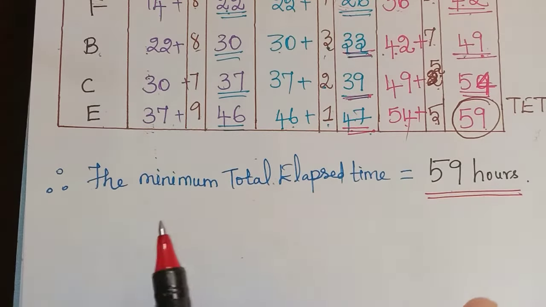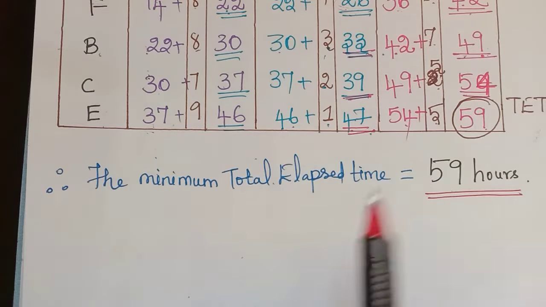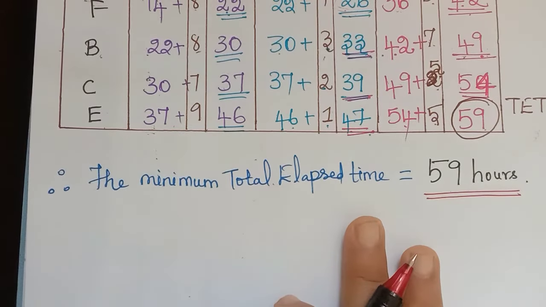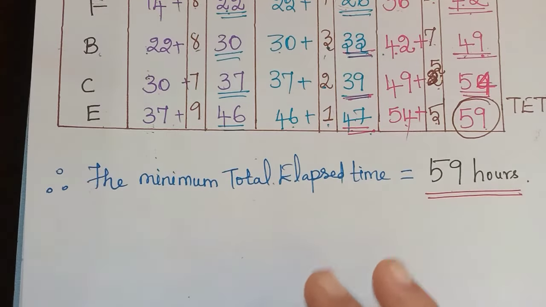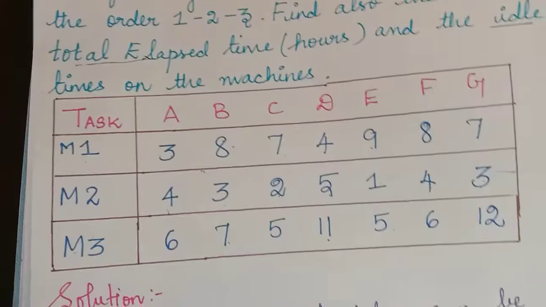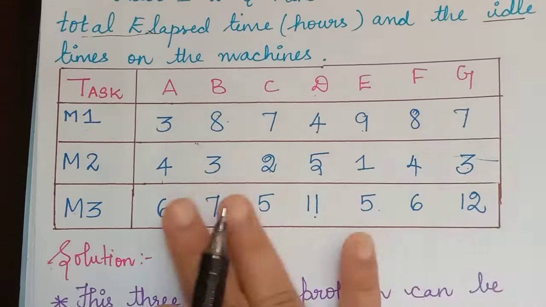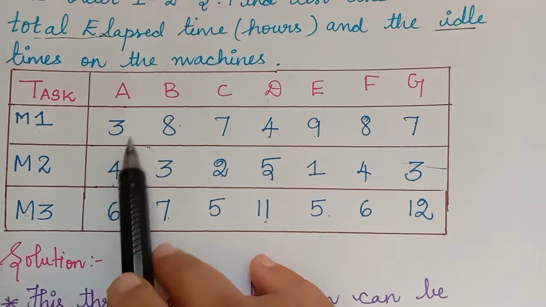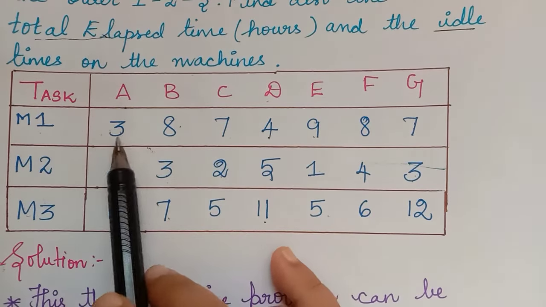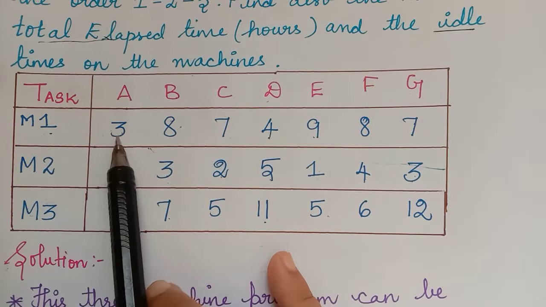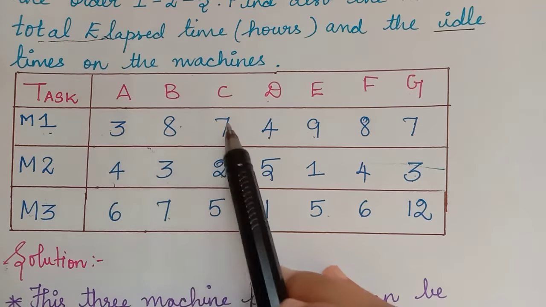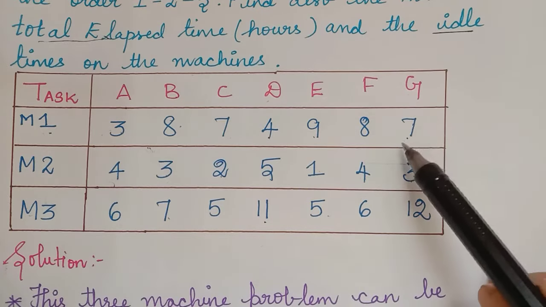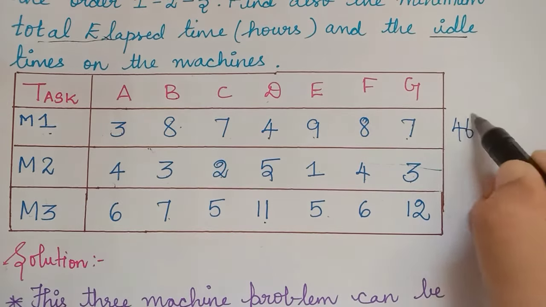I will tell you a small trick which I have not told in my previous video. There is an easy method to find the ideal time of each mission. Simply take the question. These are the processing times of each mission, so you find the processing time for each mission separately. The total processing time for mission 1 is 3 plus 8 plus 7 plus 4 plus 9 plus 8 plus 7, which is simply 46. Make a note of it.